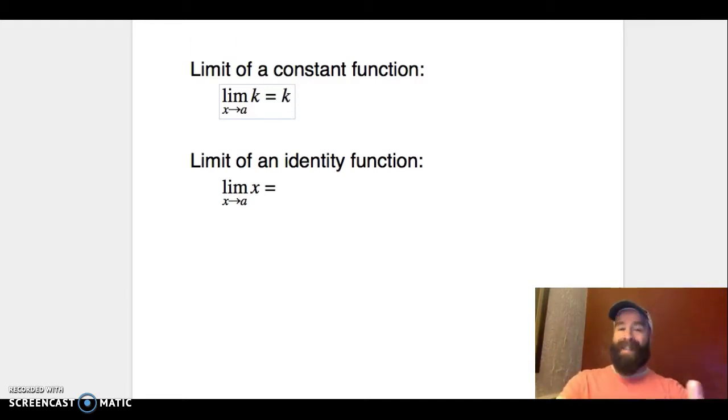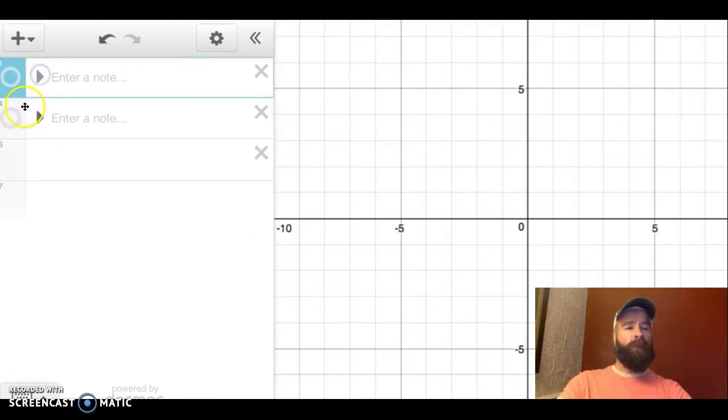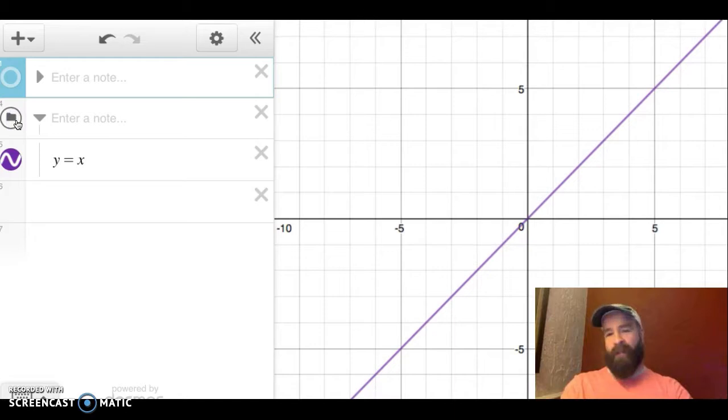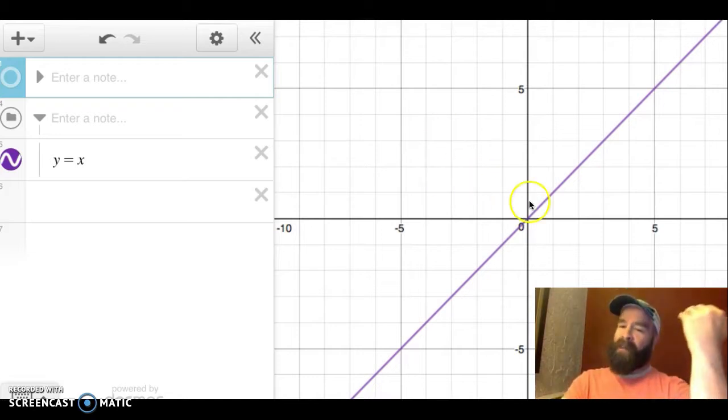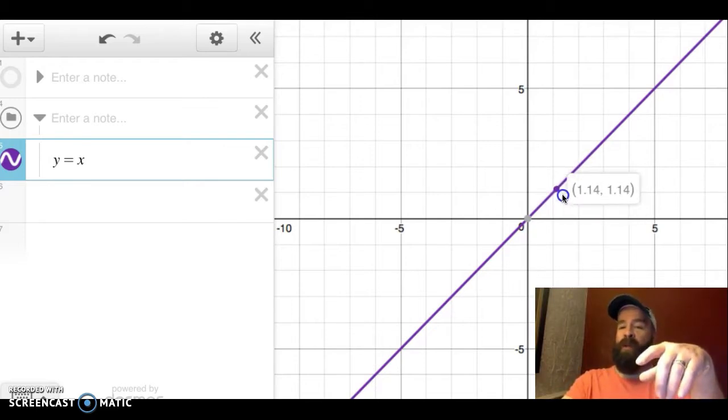Okay. Now, an identity function. Now, an identity function looks like y equals x. And we all know what this looks like. It's a diagonal line, slope of 1, passing through the origin. So if I were taking a limit as x approaches, say, 1 of this graph, as x gets close to 1 from the left, the y values get close to, surprise, 1. And as x gets close to 1 from the right, the y values get close to 1 as well.